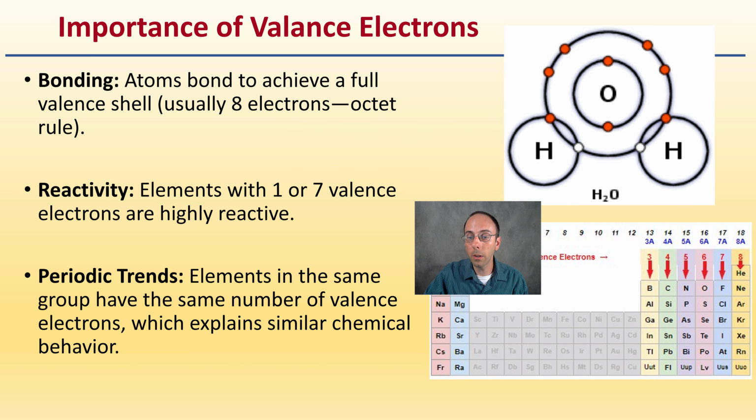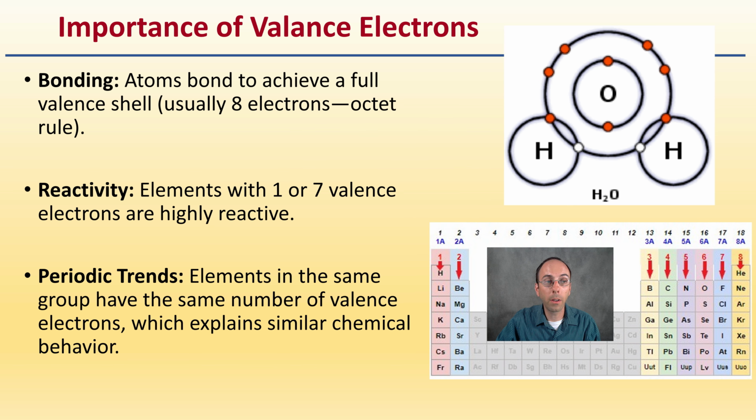Now, what is their importance? So if we're looking at the importance here of valence electrons, well, bonding. Atoms bond to achieve a full valence shell, typically 8 electrons, which is called the octet rule. I'll show you one example where that is not the case. Reactivity: elements with 1 or 7 valence electrons are highly reactive, and that's going to be on the ends here of our families of our periodic table. And then periodic trends: elements in the same group or family have the same number of valence electrons, which explains why they have similar chemical behavior.